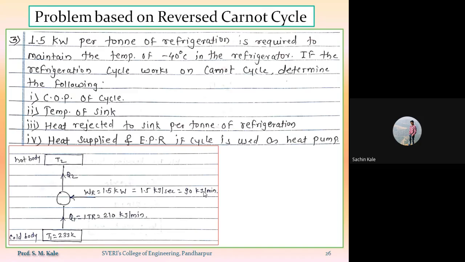आता तुम्हाला सॉल्व करता येईल. So here these three values you are knowing, that is T1 equal to 233 Kelvin, Q1 is 210 kilojoule per minute, WR or work done on the system is 1.5 kilowatt, which is nothing but equal to 90 kilojoule per minute.